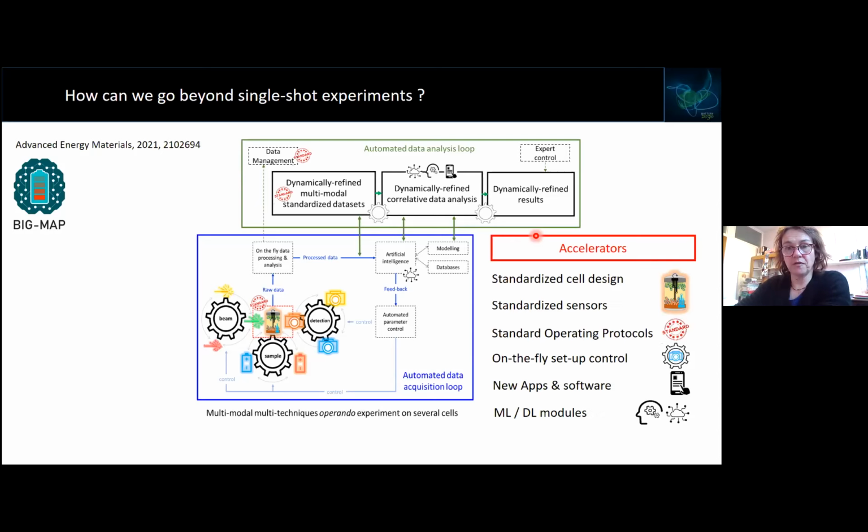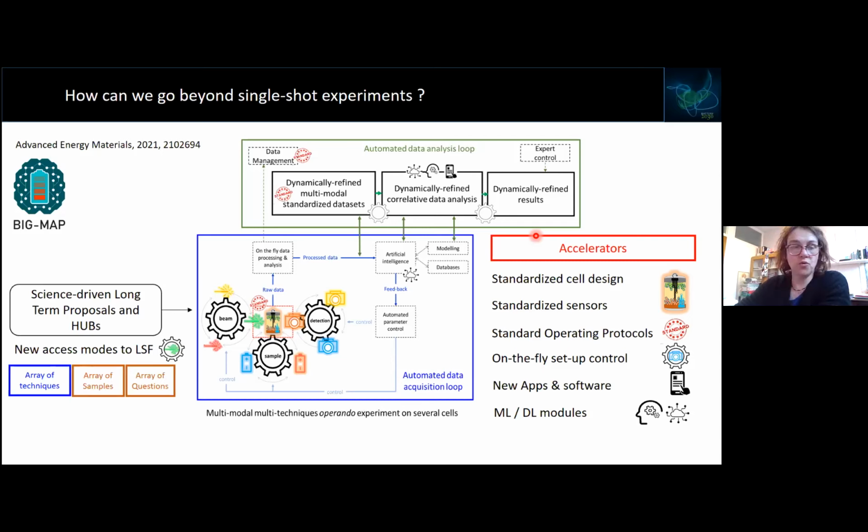So basically, at the heart of this process, there are some accelerators. First one being the standardized cell, standardized operating protocols, such that we can operate this combined experimental workflow. We need on-the-fly setup control, and we need new apps, software, machine learning, and deep learning tools in the automated data analysis. And at the entrance of this mechanism, we have those new modes of performing experiments at the large-scale facilities in terms of hubs or science-driven long-term proposals, which allow to have an array of techniques that you can use on an array of samples, trying to answer an array of questions and not only single-shot experiments.